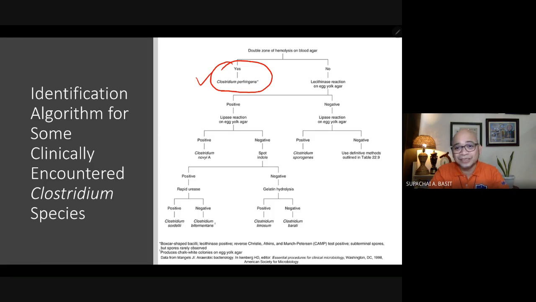So remember, only Clostridium perfringens among the clinically important Clostridium species will give you a positive reaction in the double zone of hemolysis. But if there's no double zone of hemolysis, then maybe you can do the lecithinase reaction on the egg yolk agar.